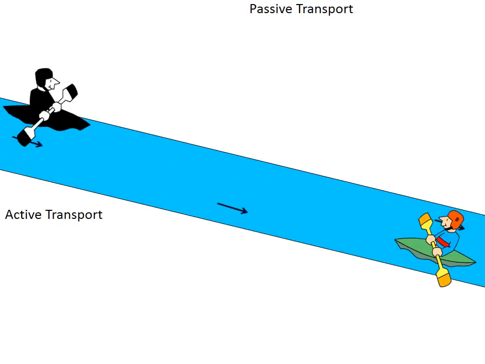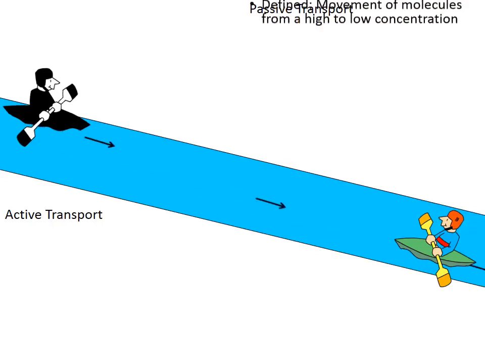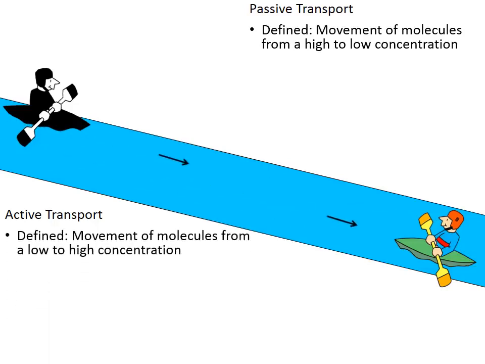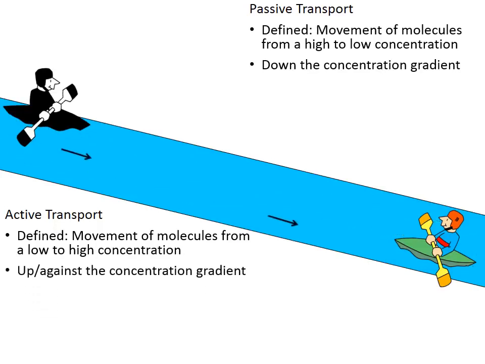Okay, I'd like to compare and contrast passive with active transport. So passive transport is how molecules move from a high to low concentration, but active transport is really just the opposite. It's how molecules move from a low to a high concentration. You'll often hear in passive transport molecules move down their concentration gradient, and in active transport molecules move up or against their concentration gradient.